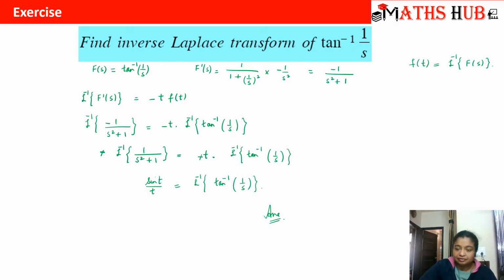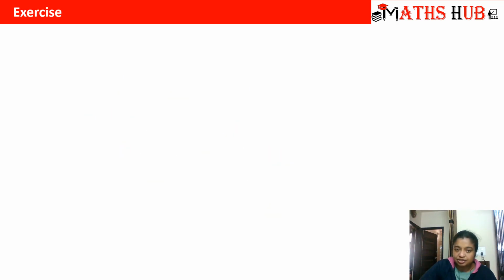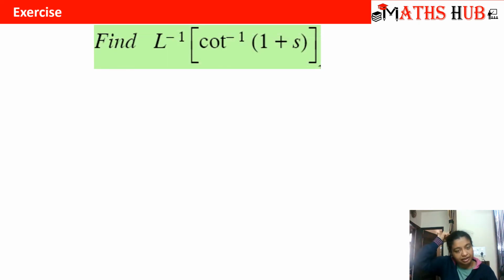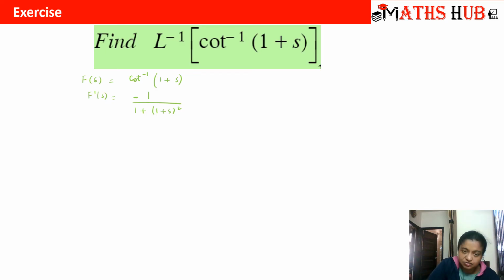So now let us move to the next question. We need to find out the Laplace inverse of cot inverse 1 upon 1 plus s. So again, let us take the F(s) function to be cot inverse of 1 plus s. So what is F dash s? Let us try to calculate. It is minus 1 upon (1 plus s) whole square, and then the derivative of 1 plus s is 1 only, right?